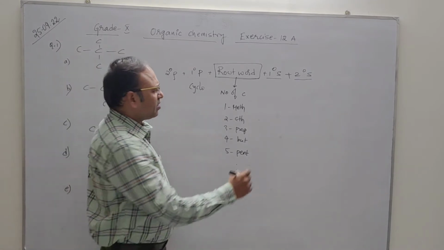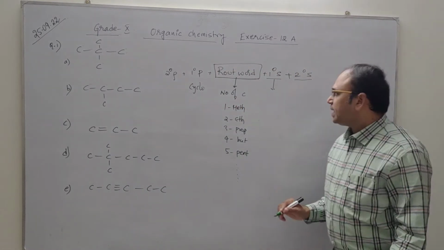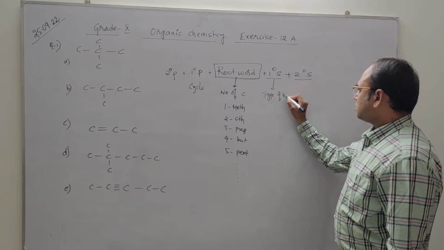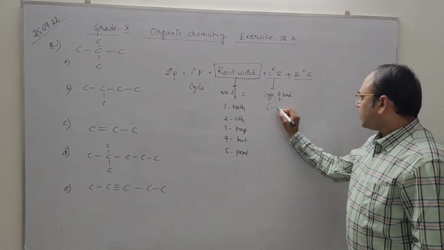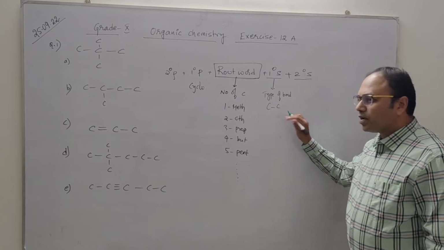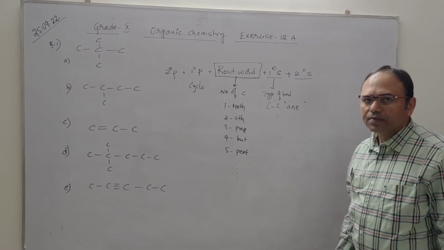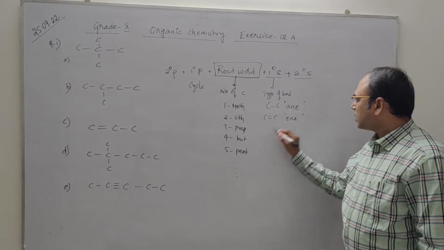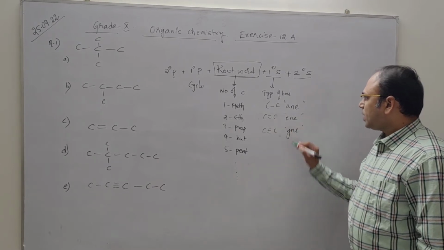Now, primary suffix. What is the primary suffix? The primary suffix always indicates the type of bond between carbons. If it is carbon single bond carbon, we write it as ANE. Carbon double bond carbon, we write it as ENE. Carbon triple bond carbon, we write it as YNE.